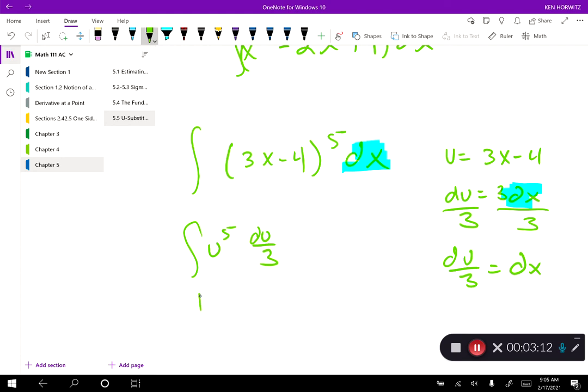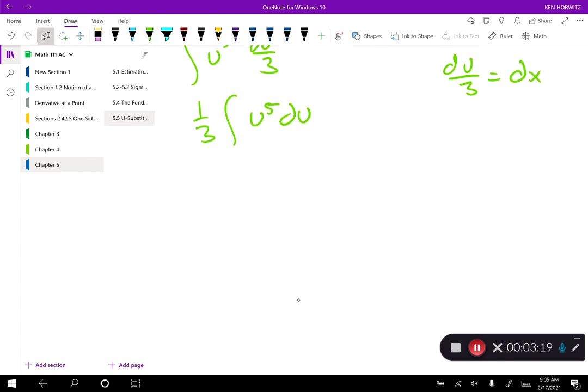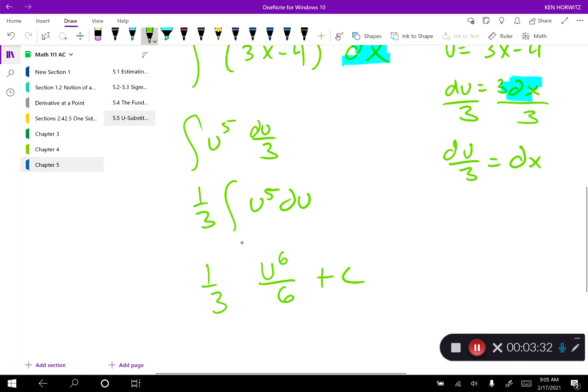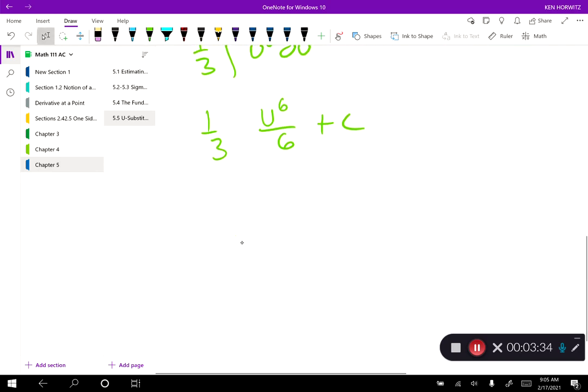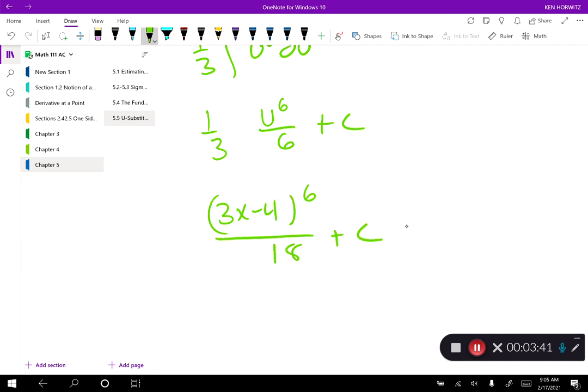Now, the 1/3 is a constant, so I can always pop that out on the outside. And now I can do my power rule. So I have 1/3 u to the 6th over 6 plus c. And I'll simplify that because I know what u is. u is 3x minus 4. So I have (3x minus 4) to the 6th power over 18 plus c. And there's nothing more I can do from that. That's basically substitution in a nutshell.